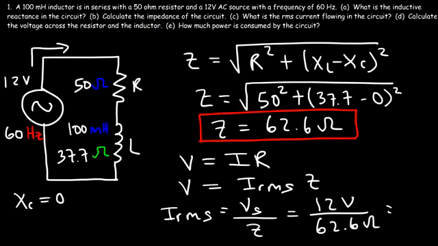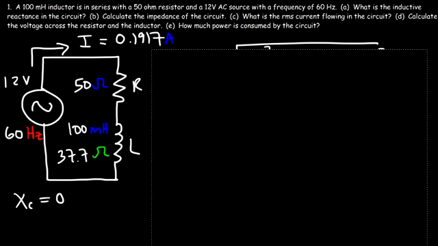So the current that's flowing in this circuit is 0.1917 amps. And so that's the answer for part C. And now let's move on to the next part.